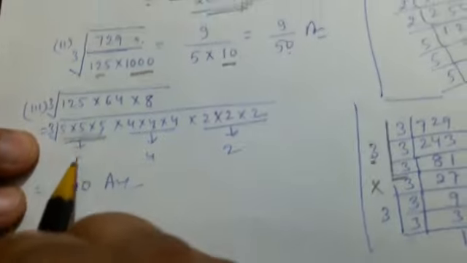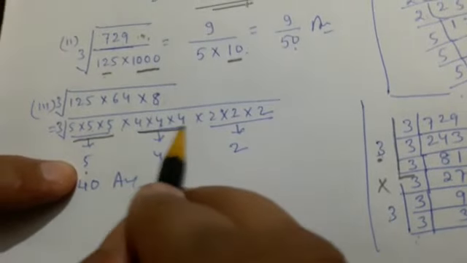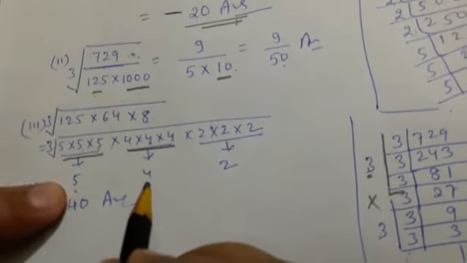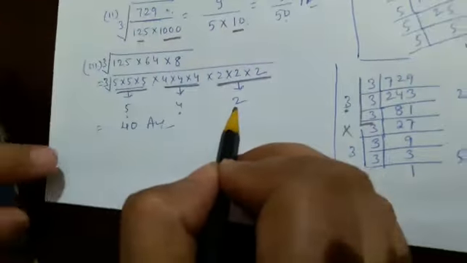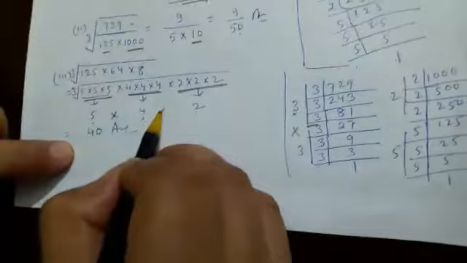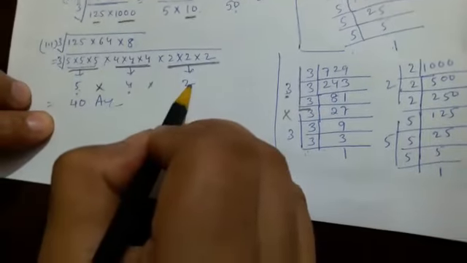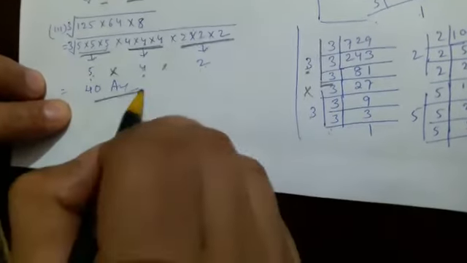For the three 5s, we will write down 1 times 5 here. For the three 4s, here we will write down 1 times 4. For the three 2s, 1 times 2 we will write down, and then we will multiply all these numbers. 5 times 4 is 20, 20 times 2 is 40. Therefore 40 will be our answer.